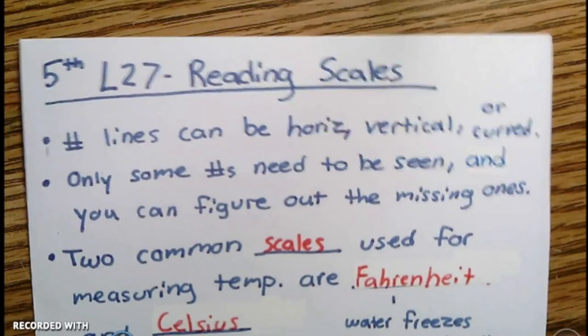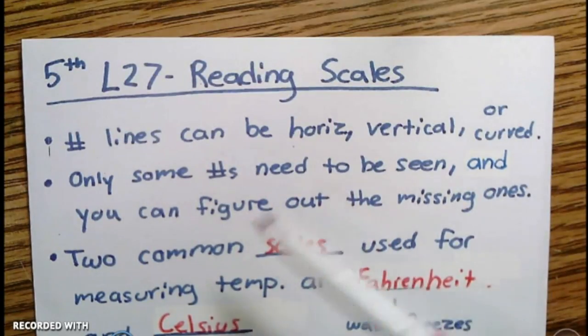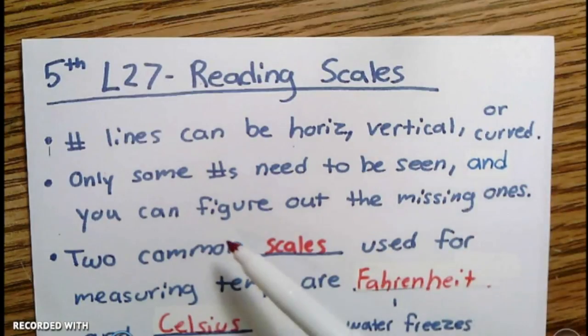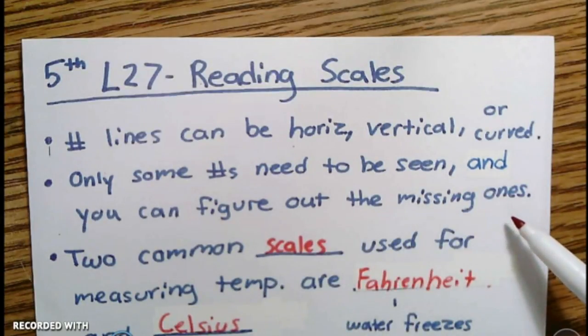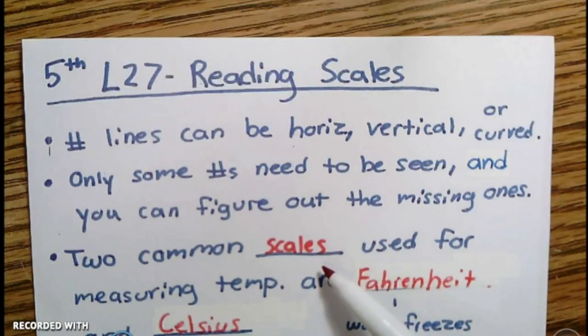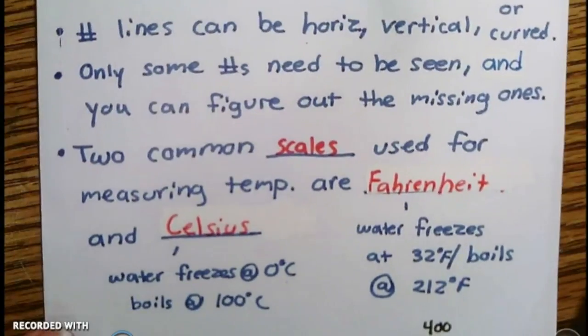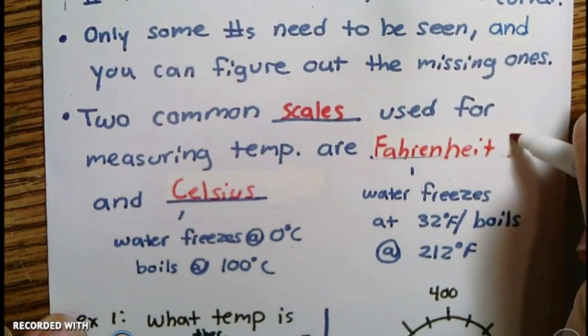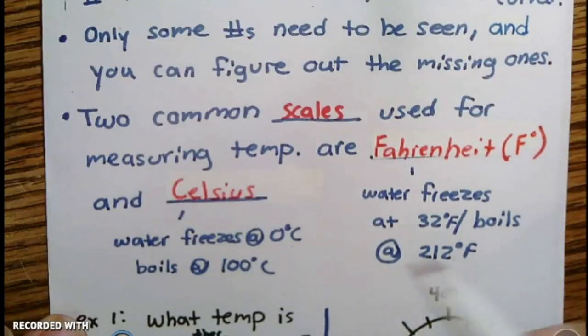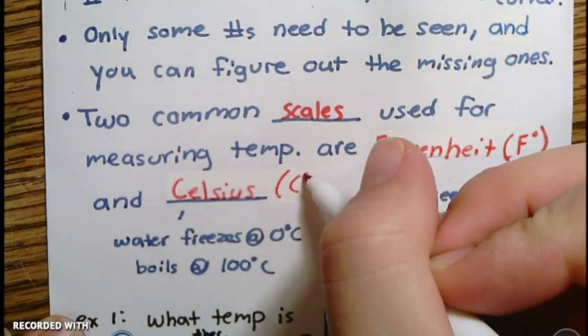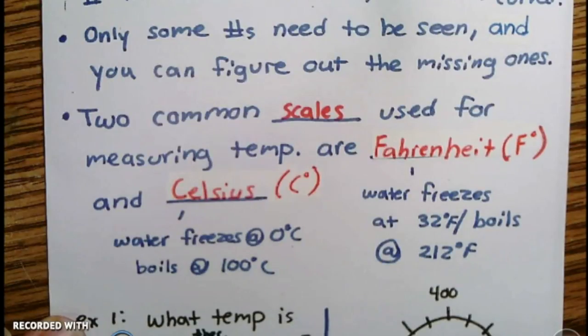All right, let's look at our notes sheet. Number lines can be horizontal, vertical, or curved. Only some numbers need to be seen, and you can figure out the missing ones from the ones that are seen. 2 common scales used for measuring temperature are Fahrenheit and Celsius. Fahrenheit is abbreviated as an F with a little circle above it, and Celsius is abbreviated as a C with a little circle above it. Water freezes at 0 and boils at 100 degrees with Celsius, and freezes at 32 and boils at 212 with Fahrenheit.